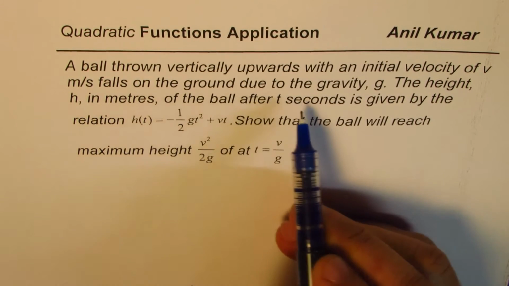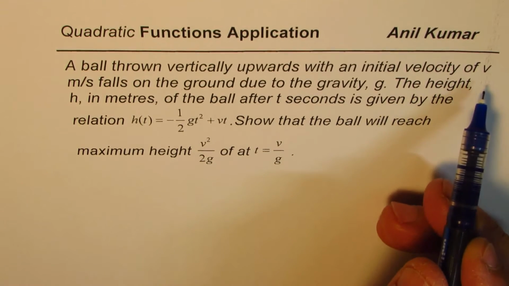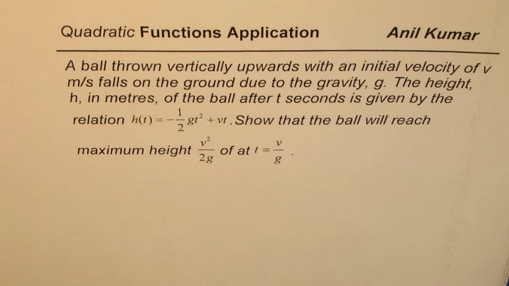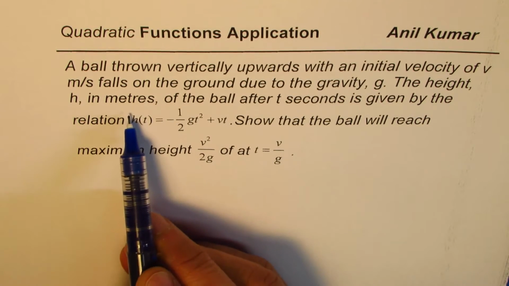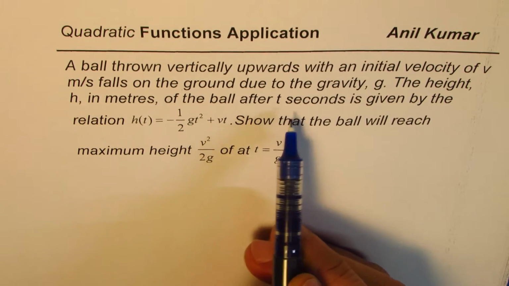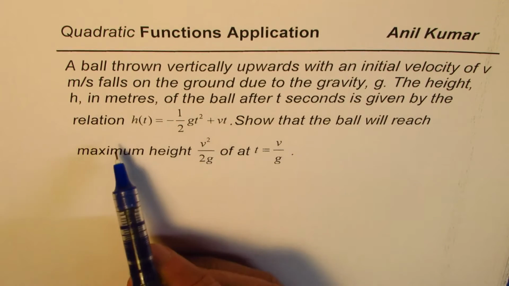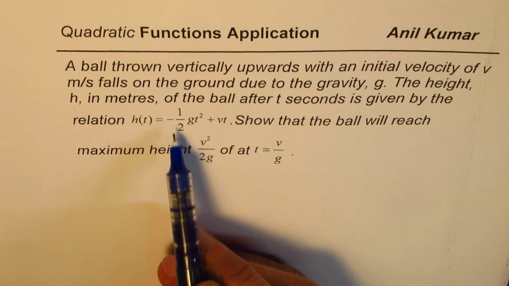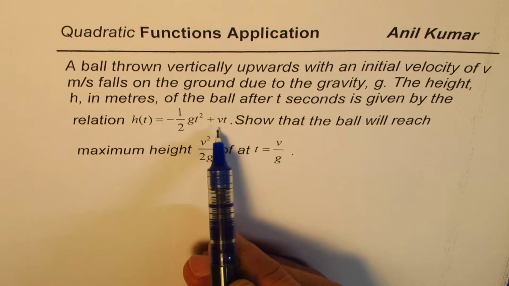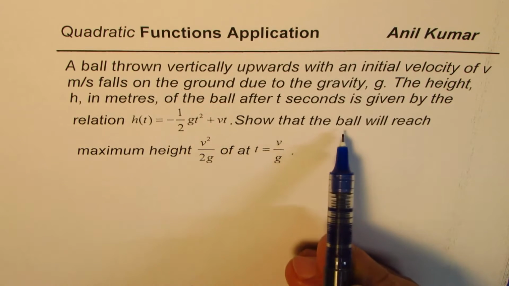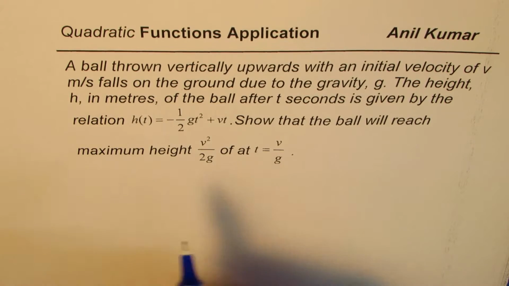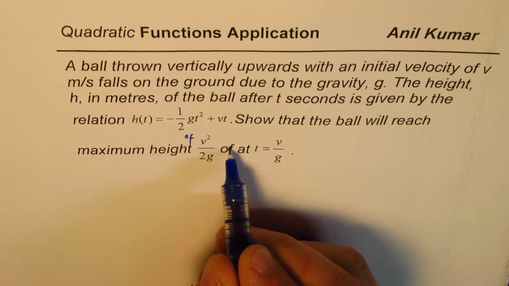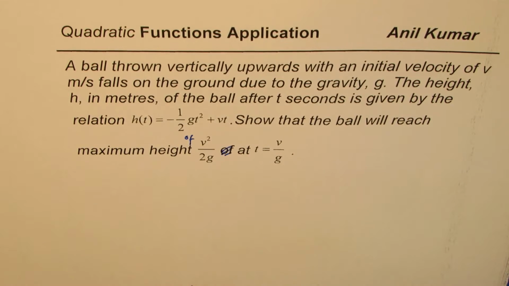A ball thrown vertically upwards with an initial velocity of v meters per second falls on the ground due to the gravity g. The height h in meters of the ball after t seconds is given by the relation h of t equals minus half g t square plus v t. Show that the ball will reach maximum height v square by 2g. I showed maximum height of v square by 2g at t equals v over g. That's the question for you.